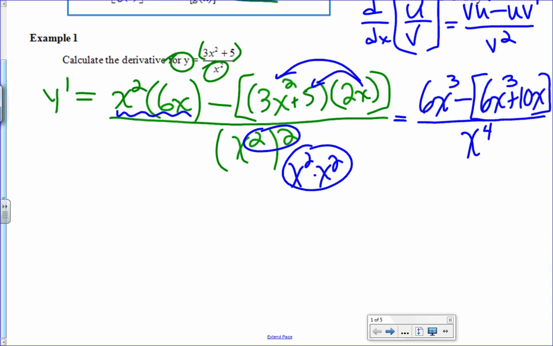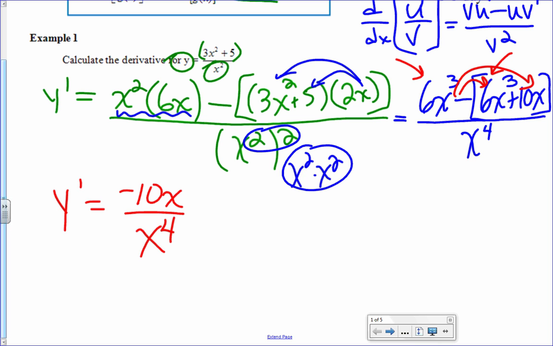What's something very nice that happens but doesn't have to happen anymore? Yeah, we got 6x to the third and then minus 6x to the third, right? We're sitting right here. And now a lot of people see that and then they do this next step wrong. They know it's over x to the fourth. But what is over x to the fourth? A negative 10x. Very good. That negative's got to go through both of those. So it's negative 10x.